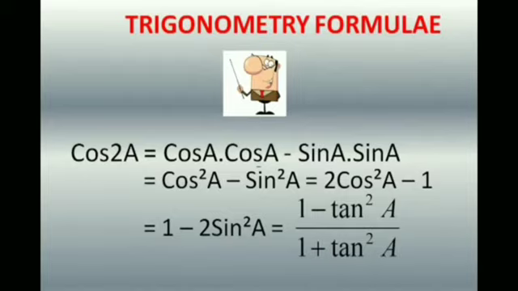can further be written as 2 cos square a minus 1, or 1 minus 2 sin square a, or (1 minus tan square a) by (1 plus tan square a). Why am I telling you this is the Bahubali formula? You see, this is a relation between the 2a angle and the single angle only, involving two variables.